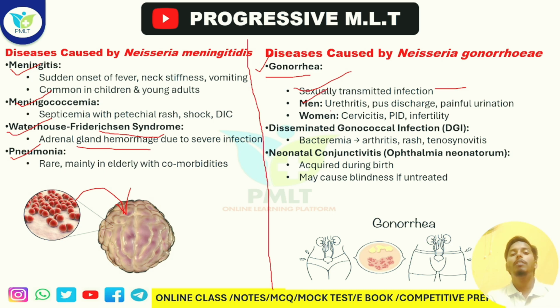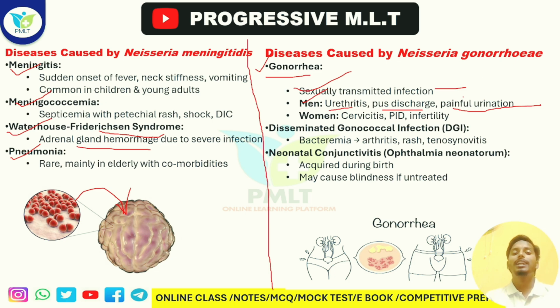In men, you will find urethritis and pus discharge. Painful urination will happen; whenever you excrete urine, you will feel pain. In women, cervicitis, PID, and infertility, these kinds of symptoms might occur due to gonorrhea, or Neisseria gonorrhoeae.